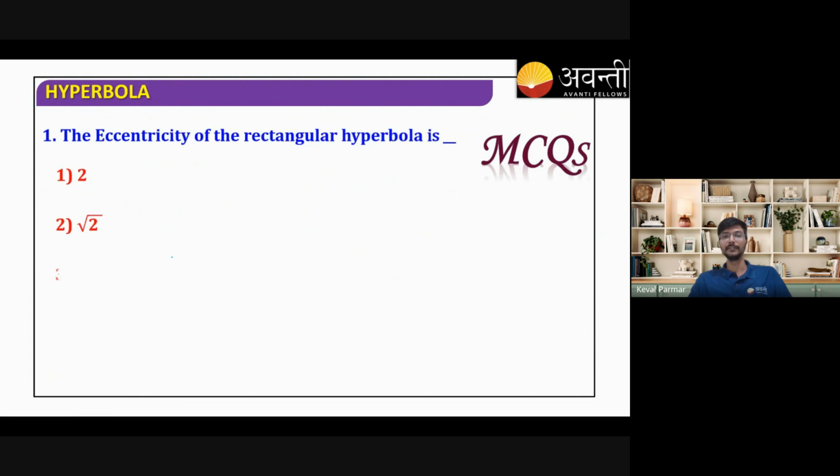So let's look at the MCQs. The eccentricity of the rectangular hyperbola. Now, even if you forget, it's very simple to derive. It is root 2.